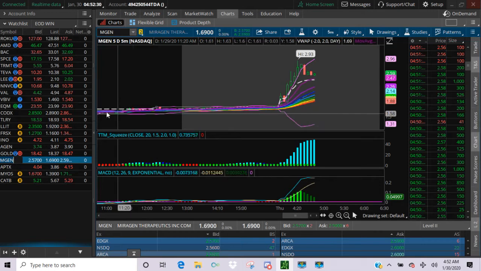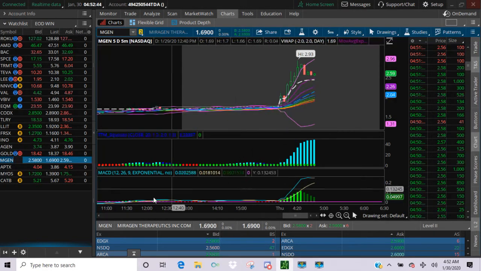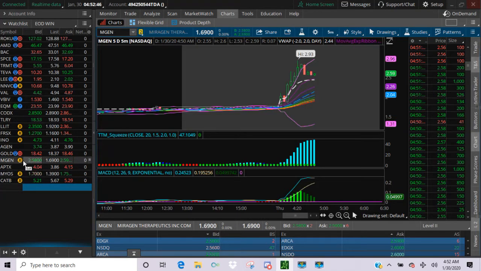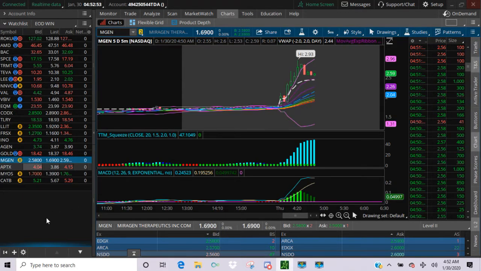As you can see, MGen has been doing nothing for days. I like to use the 5-day, 5-minute chart right here. And like I said, all these people holding right here, they're flat. They're in the $1.70 range. This sucker hit this morning, and it hit because it's a healthcare stock, and it's moving in pre-market because of the coronavirus. All healthcare stocks are helping pull up the whole sector.